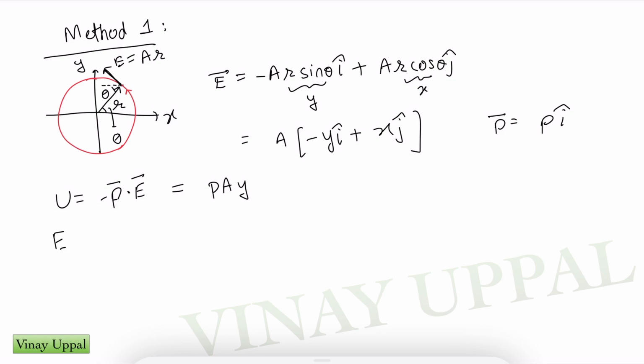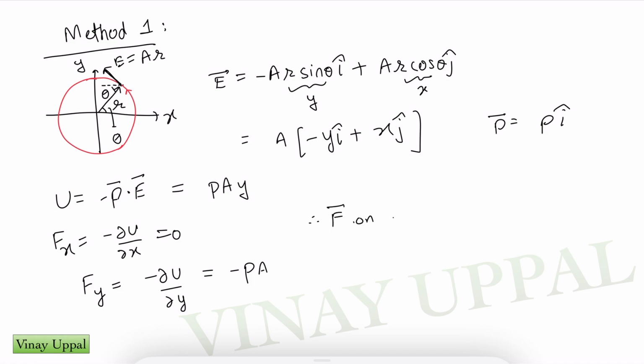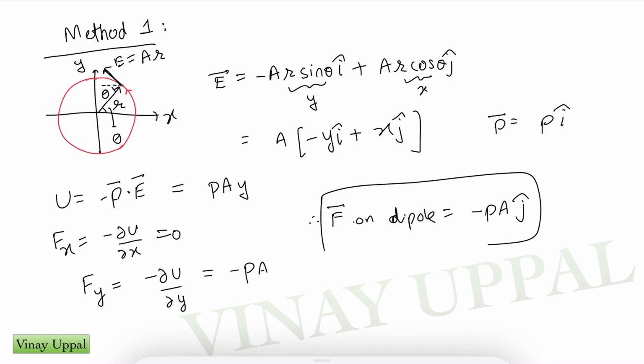So now I can calculate the force. The x component of the force on dipole would be minus del U by del x, which is simply 0. There's no x term in the potential energy. And what will be the y term? So minus del U by del y. So that will be minus pA. So therefore the force on my dipole will be minus pA j cap. Alright, so this is method 1, calculating the force on the dipole. Now let's go to the next page where I will show you another method, and let's take a look at that.